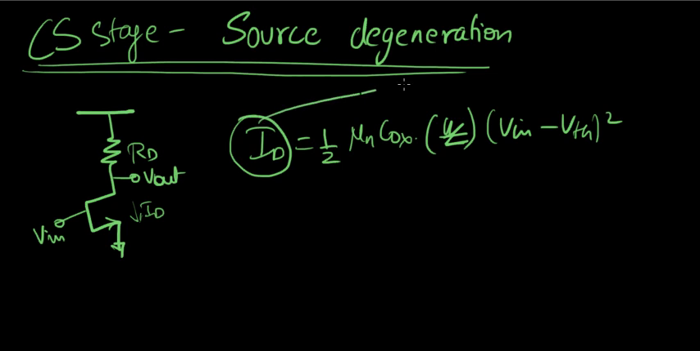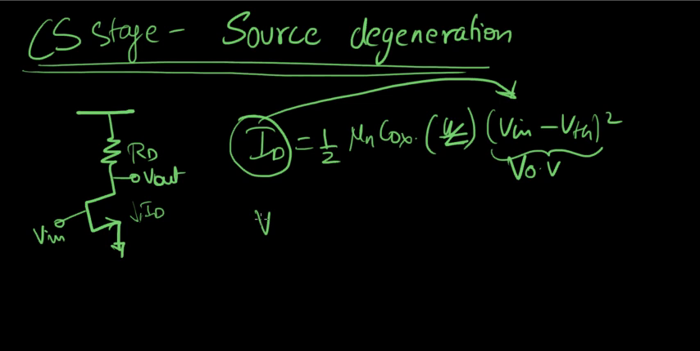Understand this. ID depends, this is called the square law dependency. ID depends on the overdrive voltage, which is also called VOV. So this square law dependency on the overdrive voltage produces nonlinearity. How does it produce nonlinearity in the circuit?